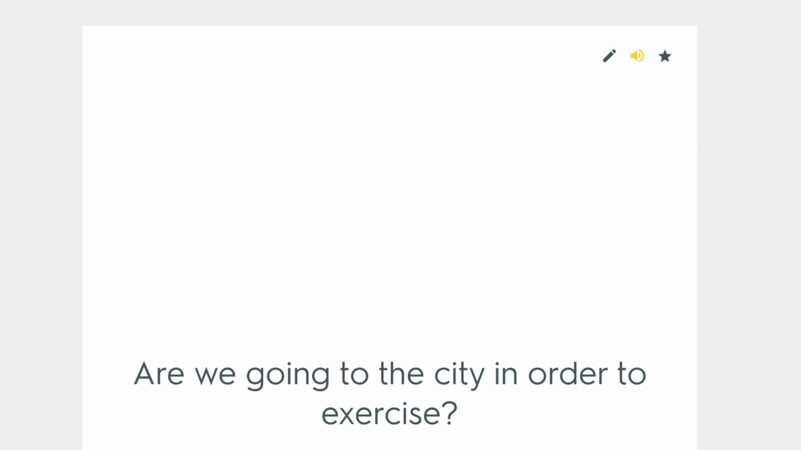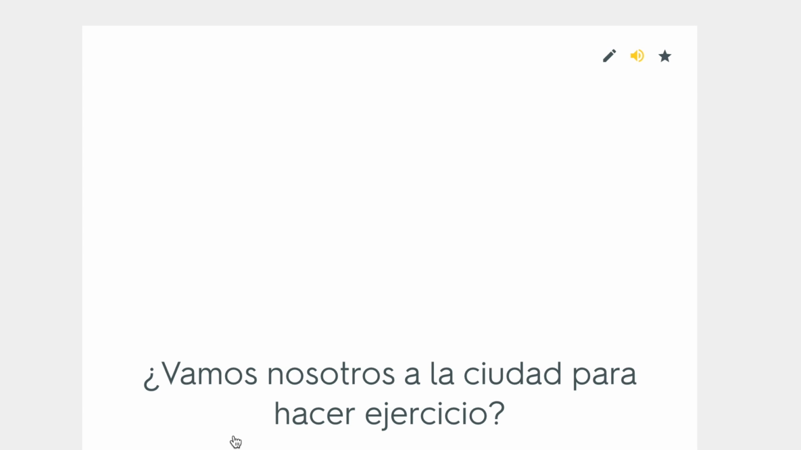Are we going to the city in order to exercise? Are we going? Present tense, are. Currently, presently. What are your 5 forms of going? Voy, vas, va, vamos, van. Are we going? ¿Vamos nosotros a la ciudad para hacer ejercicio? Read it first in chunks.